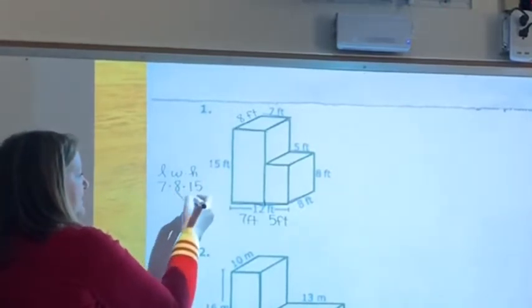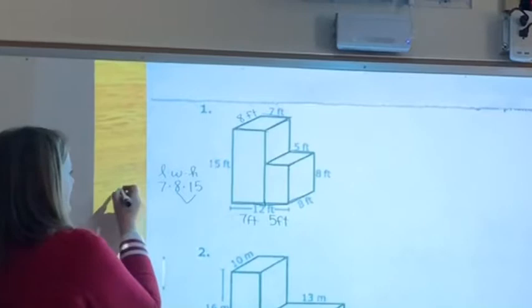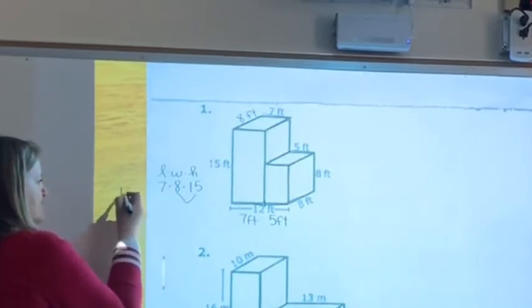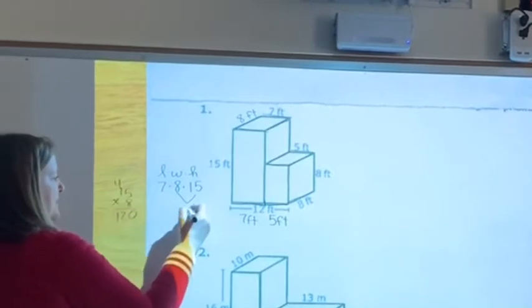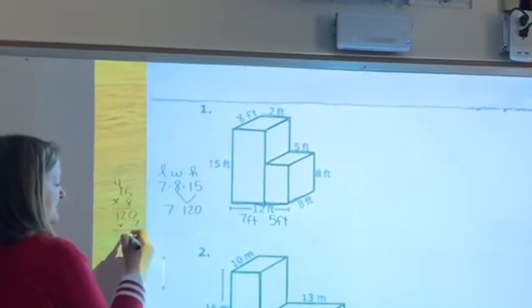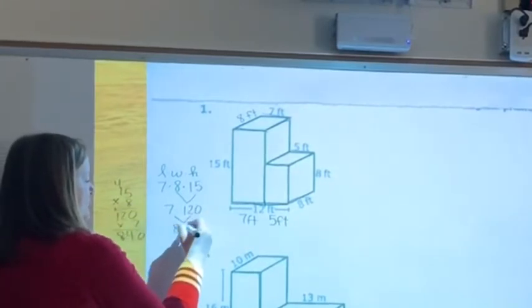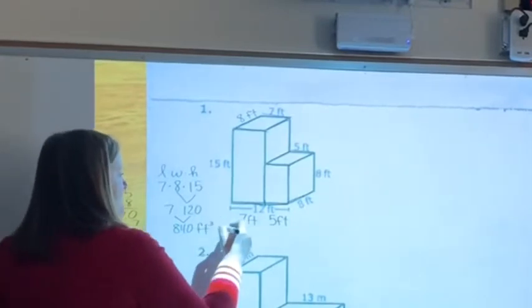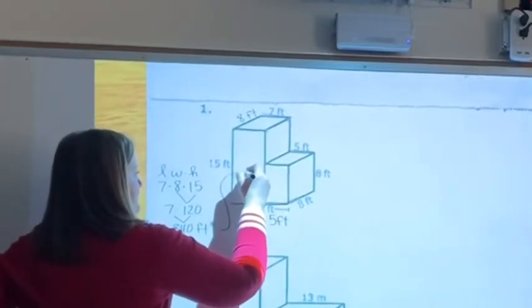Again, I'm going to multiply this times this first. 15 times 8 is 120. Times that by 7 is 840 feet cubed. That is for this large box.